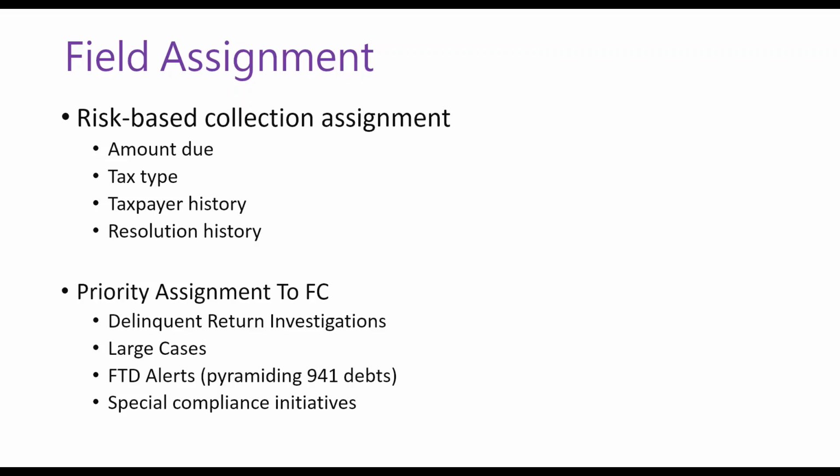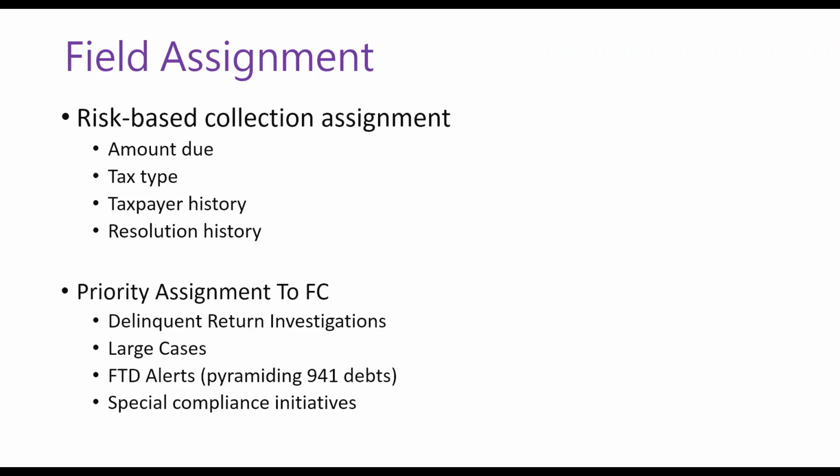Large cases also have a higher priority. There is a recent initiative that just started in the past year called the Federal Tax Deposit Alert Program. This is an early intervention effort for businesses that are pyramiding, accruing additional 941 debts every tax period.